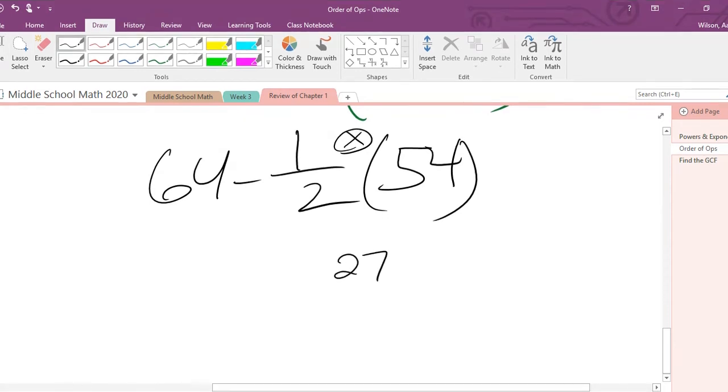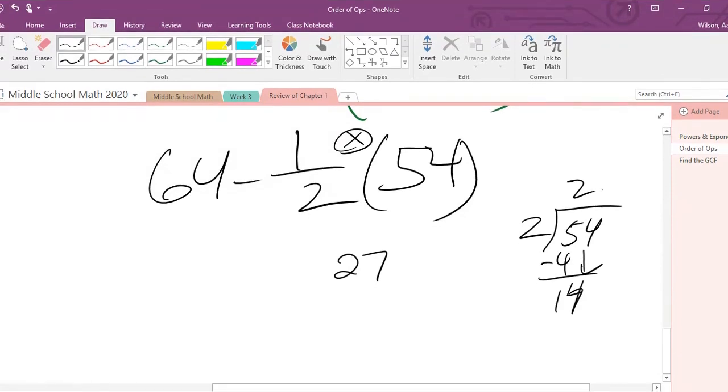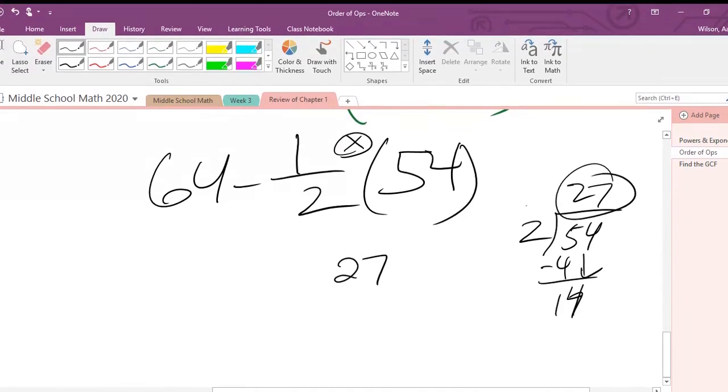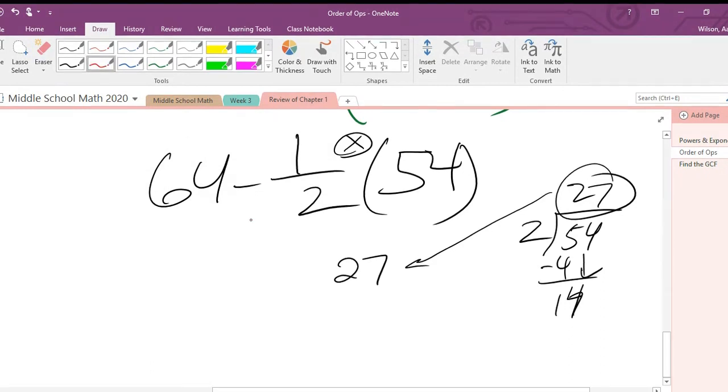The reason why that is 27 is half of 54 is basically the same thing as doing 54 divided by 2. And that's why it's 27, right? So that's half of 54. And then all we have left is the 64 minus.